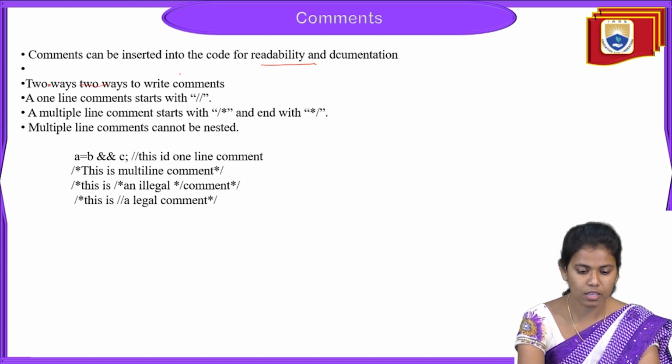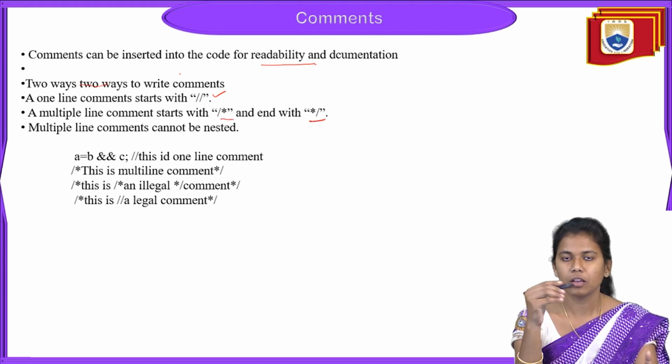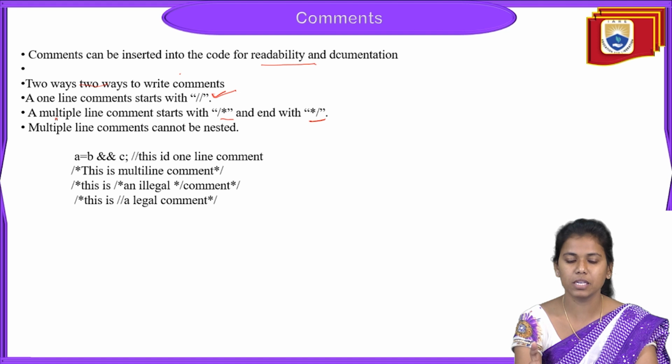The first one is a one-line comment which starts like this, and a multiple-line comment starts like this and ends like this. A one-line comment we write with a double slash. This is a well-known fact, right? The multiple-line comment is important.